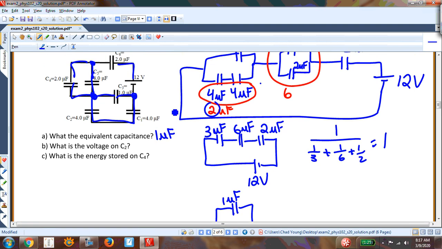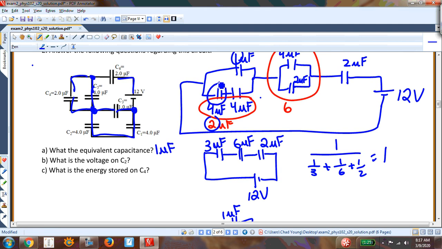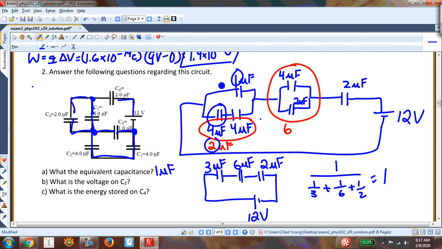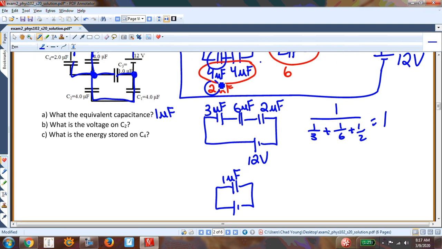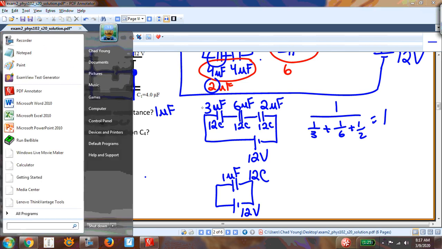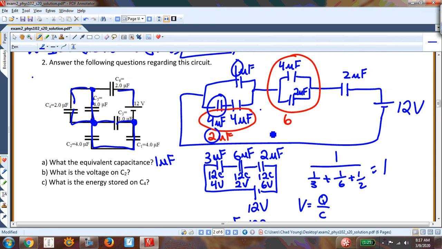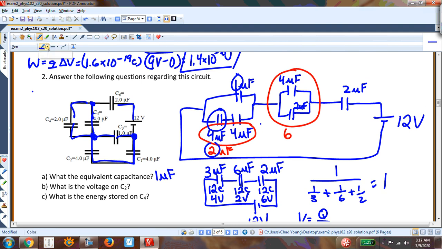But then if I want to find the voltage on C2, let's see, C2 is this capacitor right here, one of those 4 microfarad capacitors. Now, you know, I first want to figure out what is the charge. Oops, sorry here. This is 12 volts. That means that this has a charge of 12 coulombs. That means each of these have charges of 12 coulombs because they're all in series. And then I can find the voltages for each one. The voltage is going to be equal to Q divided by C. So that's going to be 4 volts, 2 volts, and 6 volts. All right, so I can step that back. Let's see, I'll go to a different color here.